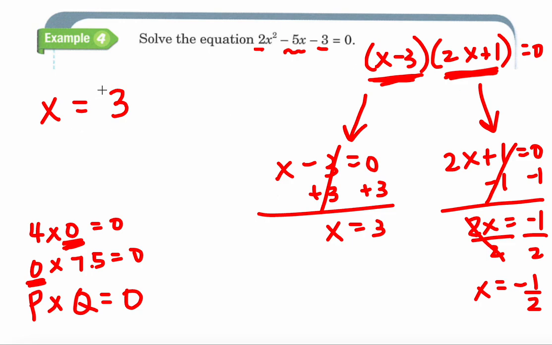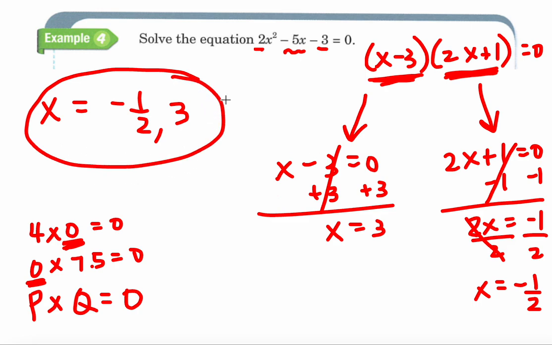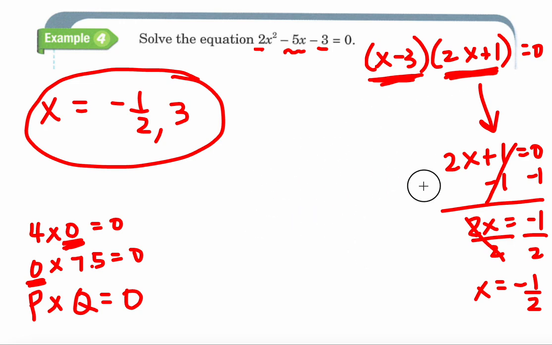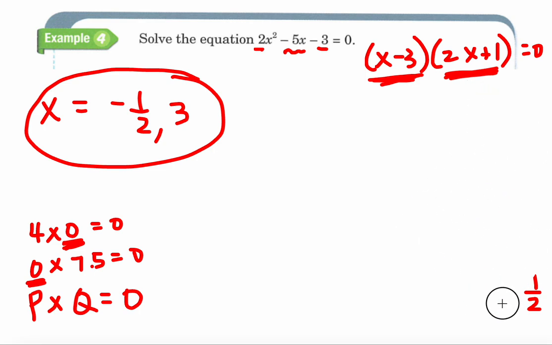Let me just write them in numerical order, just to be orderly. So I have my two roots right here. X equals negative 1/2 or 3. For both those values, you would satisfy this equation. But you're probably thinking to yourself, huh? How does that work? Let's go ahead and plug it into this problem and see how it works, okay?